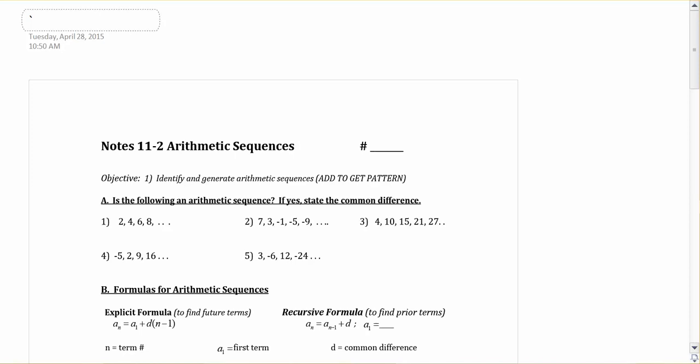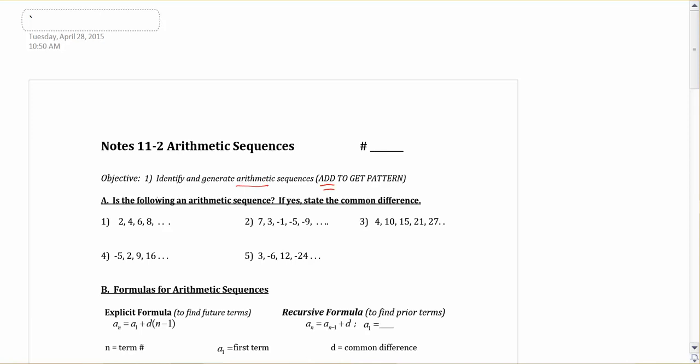Today's notes are on arithmetic sequences. An arithmetic sequence is just a pattern of numbers. The trick to identifying and generating arithmetic sequences is that we're going to have to add to get our pattern. So when we have a sequence, or just a bunch of numbers together, we need to add to get a pattern in order for it to be arithmetic. I think of A for arithmetic, you can say it either way, as adding to get your pattern.